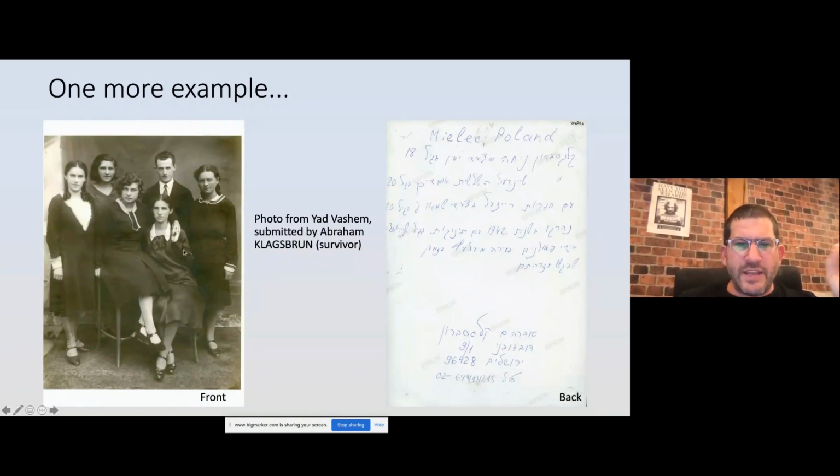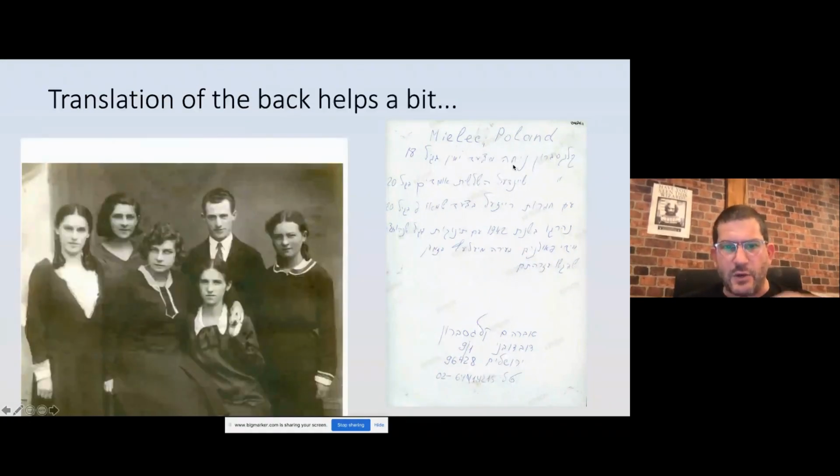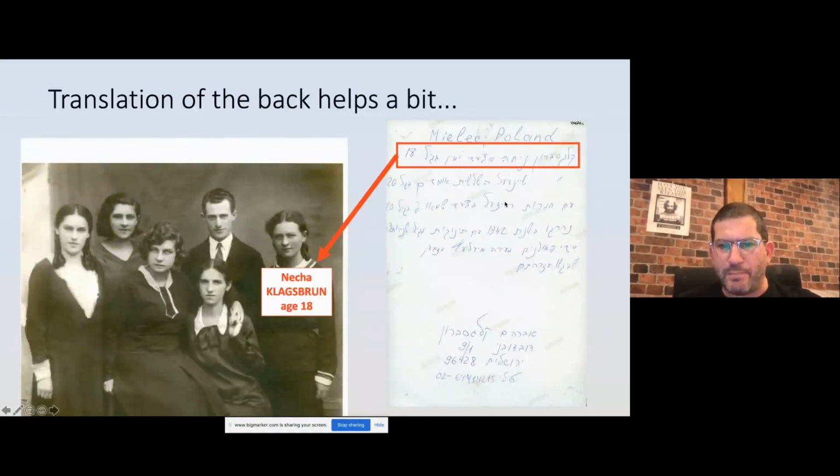And so this particular image was on Yad Vashem. It was submitted by a Holocaust survivor, Abraham Klagsbrunn, in Israel, as you can see here, for those of you that can read Hebrew. And this is quite common. So Abraham, this is a picture clearly from his family, Klagsbrunn. So you start to glean hints. And for those of you that can read Hebrew, I am by no means an expert at all, but this is Klagsbrunn, this is Necha. And so what I can do is start to pull things together.